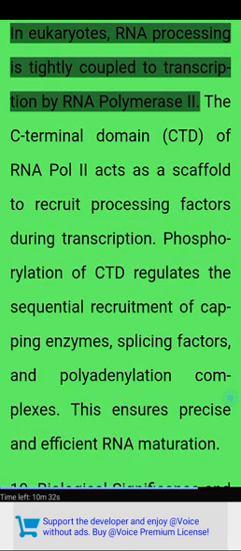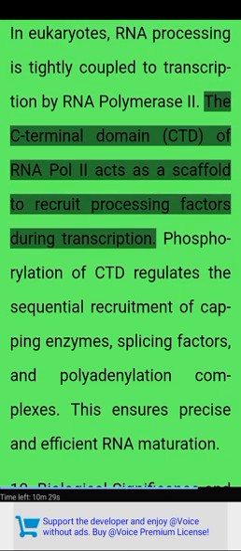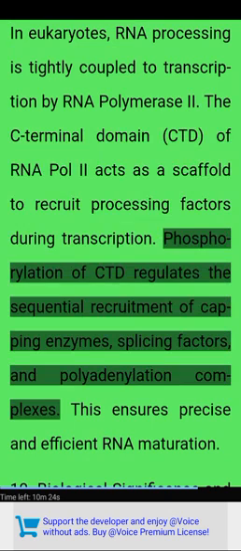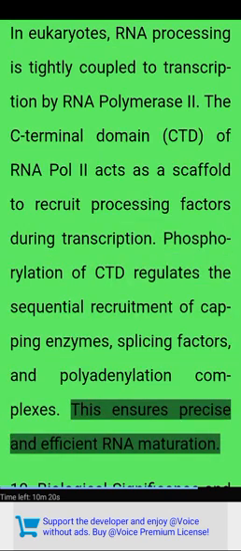9. Coupling of transcription and processing. In eukaryotes, RNA processing is tightly coupled to transcription by RNA polymerase II. The C-terminal domain (CTD) of RNA pol II acts as a scaffold to recruit processing factors during transcription. Phosphorylation of CTD regulates the sequential recruitment of capping enzymes, splicing factors, and polyadenylation complexes. This ensures precise and efficient RNA maturation.